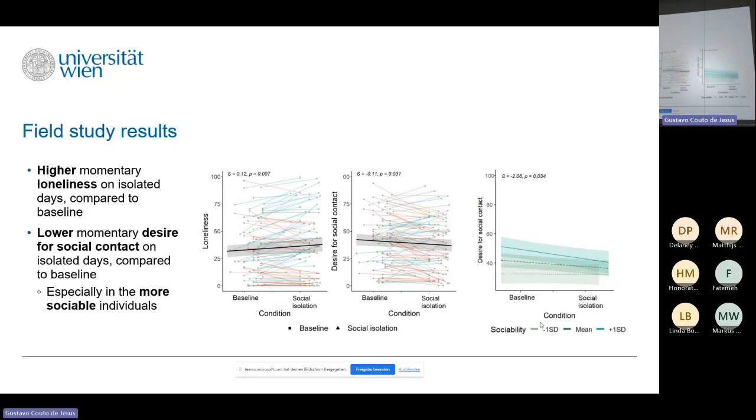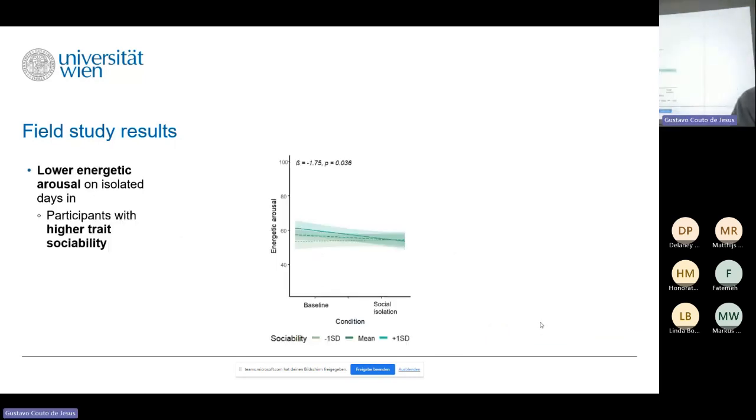One of them was sociability. And what we observe is that the more sociable the person was, the less they reported a desire of meeting someone during social isolation. And also here we could discuss why it could be the case. And more interesting for us, or equally interesting for us, we could validate the finding in the lab experiment.